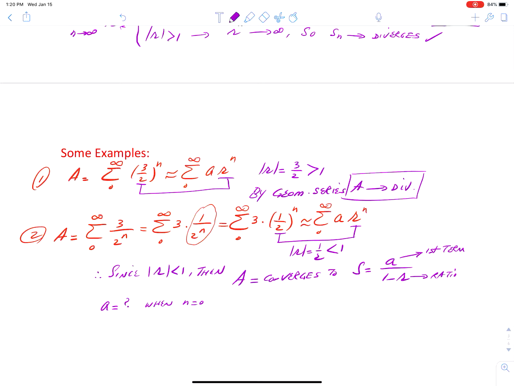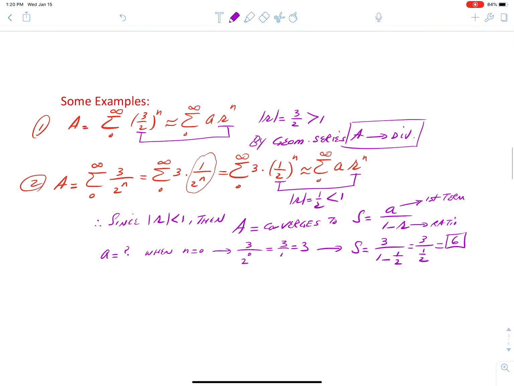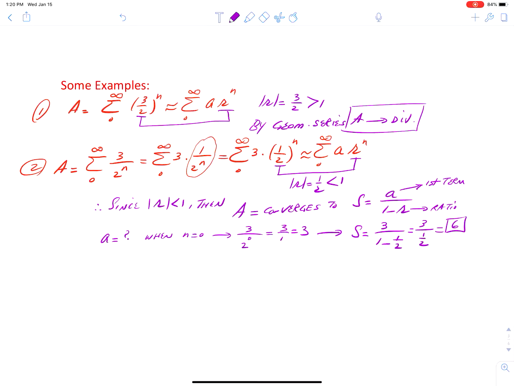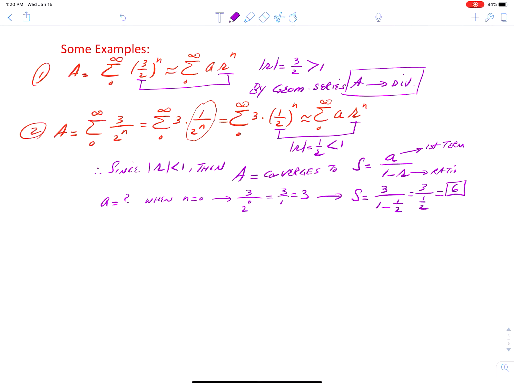When n is 0, we get 3 divided by 2 power 0, which is 3 divided by 1, or 3. So S would be 3 divided by 1 minus R, and R was 1/2. So that's the same as saying 3 divided by 1/2, or 6. So we actually know, again, for a geometric series, when we recognize R is less than 1, we can say what it converges to. And in this case, we did. It converges to 6. So let's look at another example.